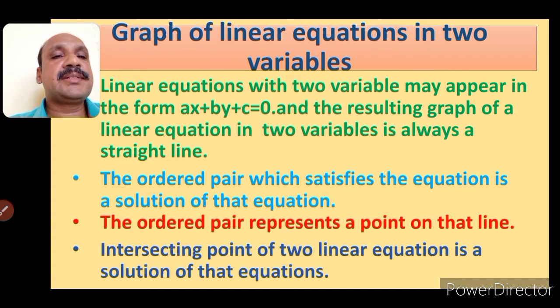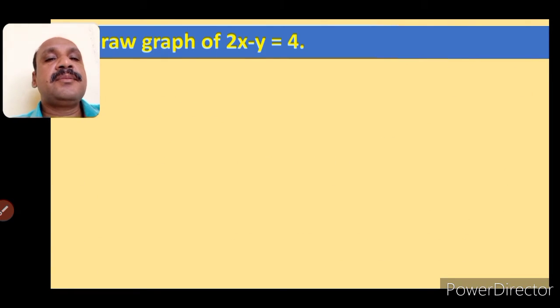Now next, here is one example. Draw the graph of the linear equation in two variables. Here we have been given the equation 2x minus y is equal to 4. First of all, we will see how to draw the graph on the graph paper. Now first find out the ordered pairs.